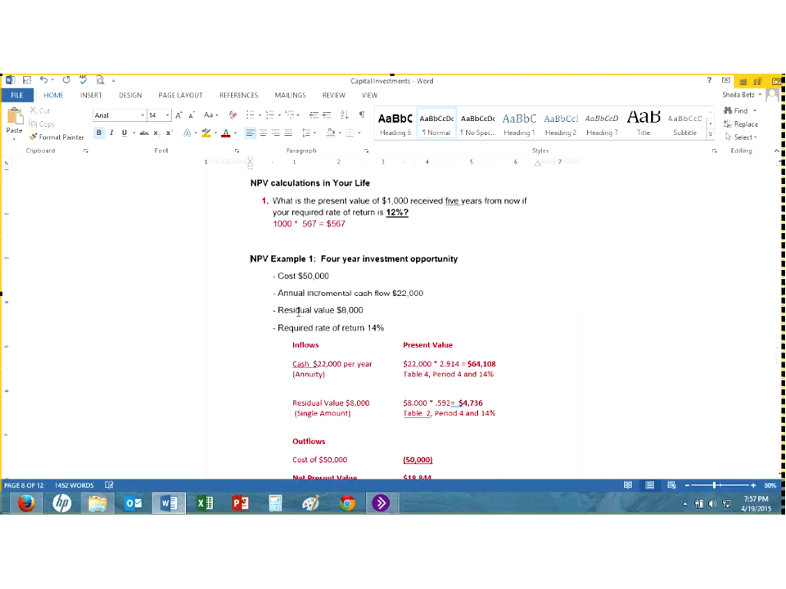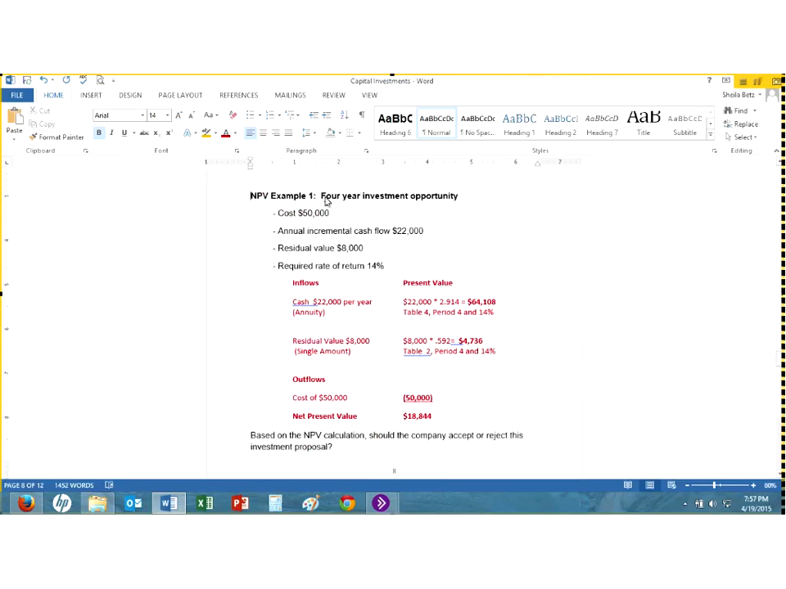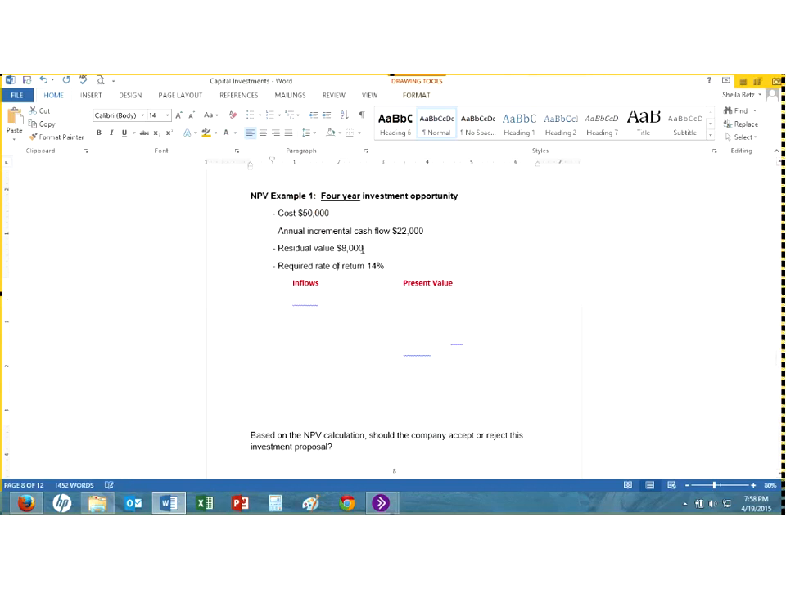So let's look at a little bit more in-depth one. We have a 4-year investment opportunity. The initial cost is $50,000. We're going to have annual incremental cash flow of $22,000, so every year, $22,000 is going to come in. We have a residual value of $8,000, so at the end of the 4 years, we're expected to get $8,000 back. And the required rate of return is 14%. So the company says we have to have a 14% rate of return.